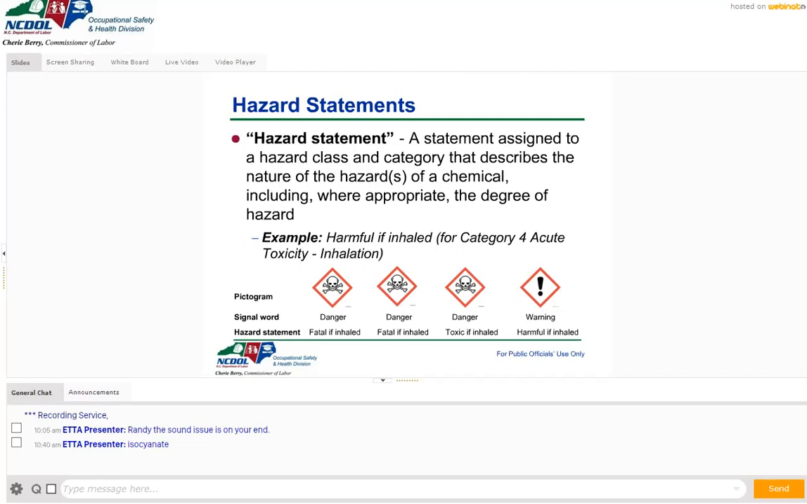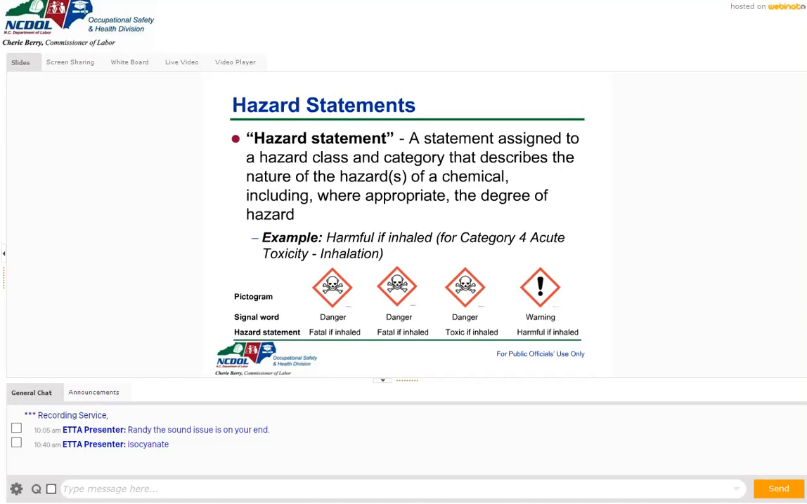Now, these little pictograms and signal words and statements at the bottom of this slide, these are all talking about toxicity. If you had a toxicity of 1, you would see a skull and crossbone, danger, fatal if inhaled. If it was a 2, same thing. If it's a 3, it would be danger, but it would be toxic if inhaled. If it was a 4, it would go to an exclamation point, warning, harmful if inhaled.